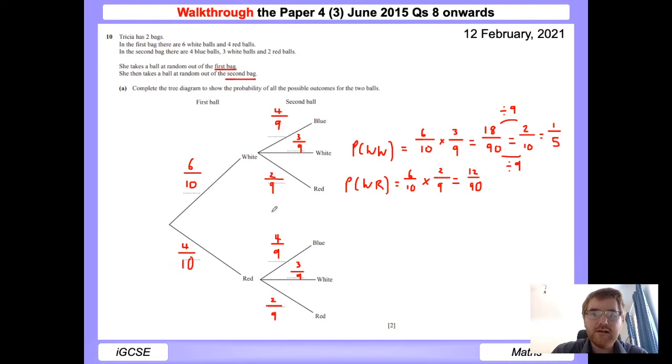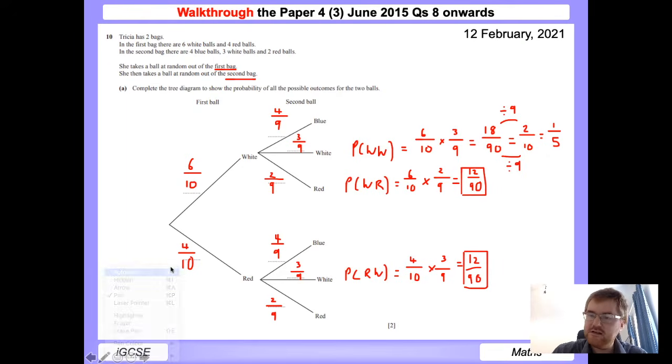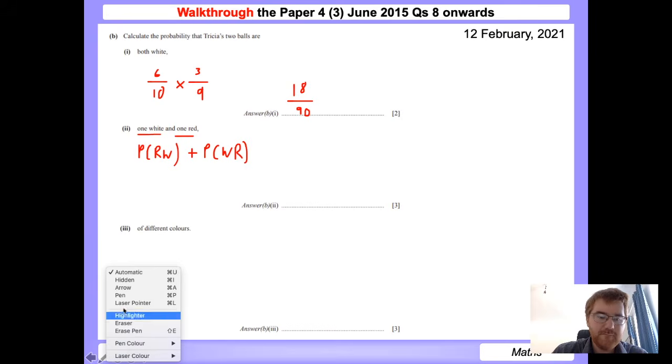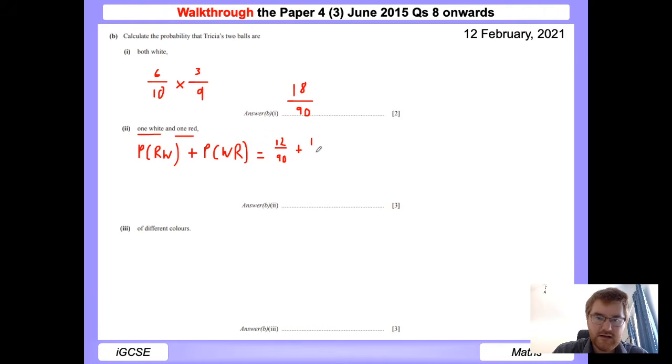And then we work out the probability of red white. So we get 4/10 times 3 over 9. There we go. And we also get 12 over 90. And so we want to use these two answers here. I mean, I would usually write this working on the other page, but I'm working between two slides. So our answer is 12 over 90 plus 12 over 90 is equal to 24 over 90.